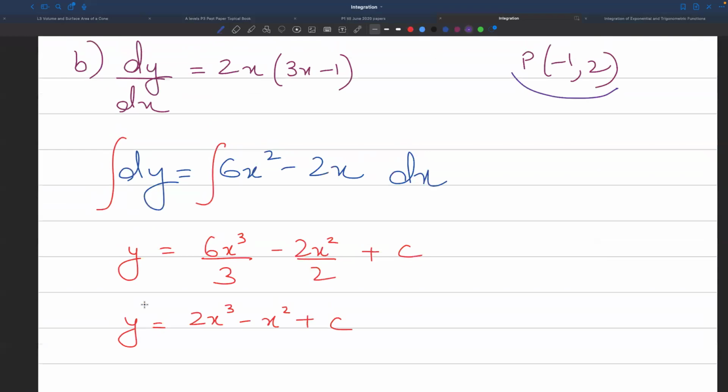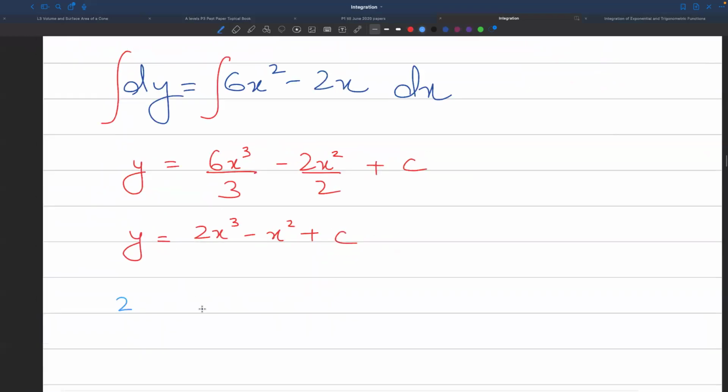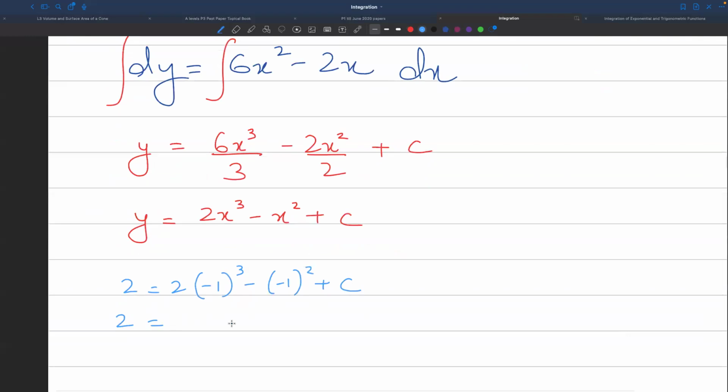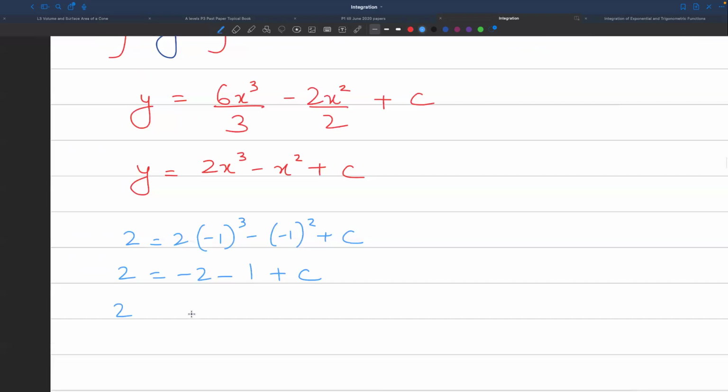All right, minus 1 and 2. So I'll just put minus 1 and 2 over here to find c. So this will become 2 minus 2 minus, this will be 1 plus c. Be careful with the cube and the whole square. Sometimes I do make mistakes with these calculations, okay? So be careful with these.